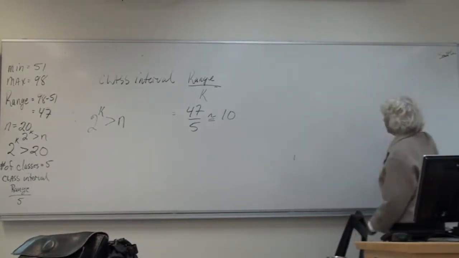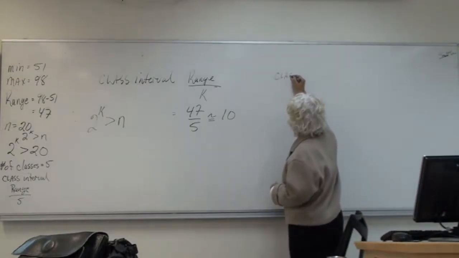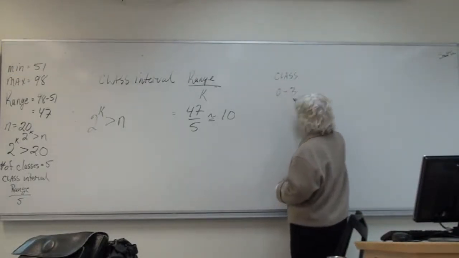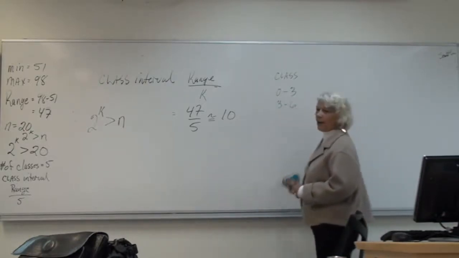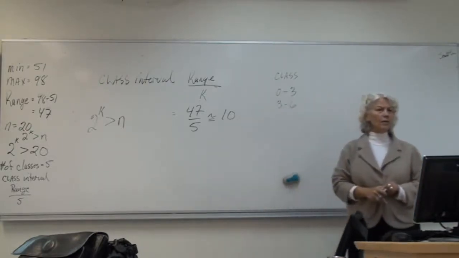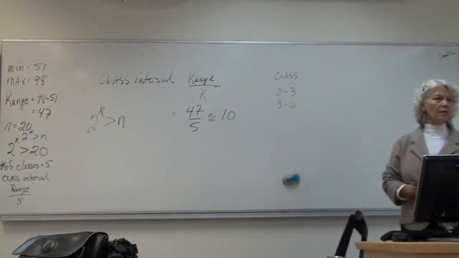And it's told us to start the lower limit at 0. So we're labeling this class. Classes are 3 big. So 0 to 3, 3 to 6. By scanning the data, can you tell me the largest number? 15. 1 5.